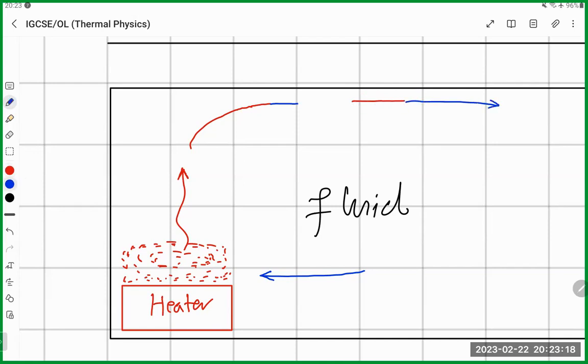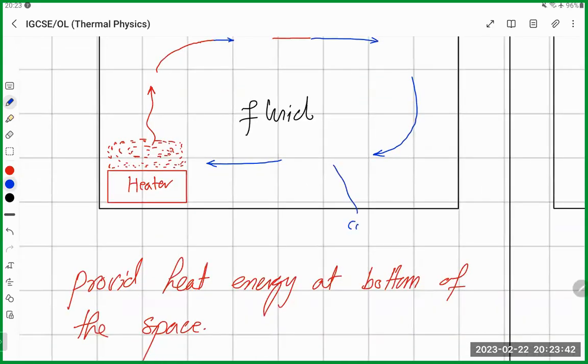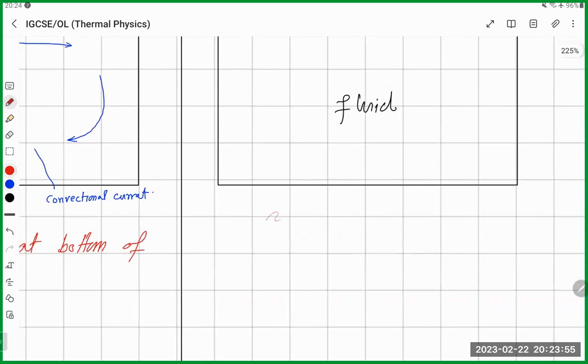Because it will be providing heat energy to the surrounding, and then there will be this movement which produces convectional current. This movement of fluid within fluid is called convectional current.